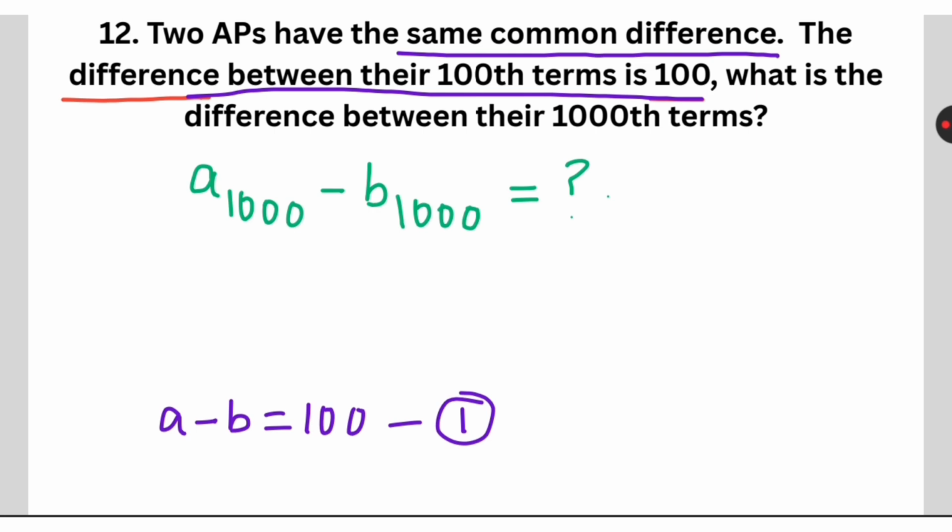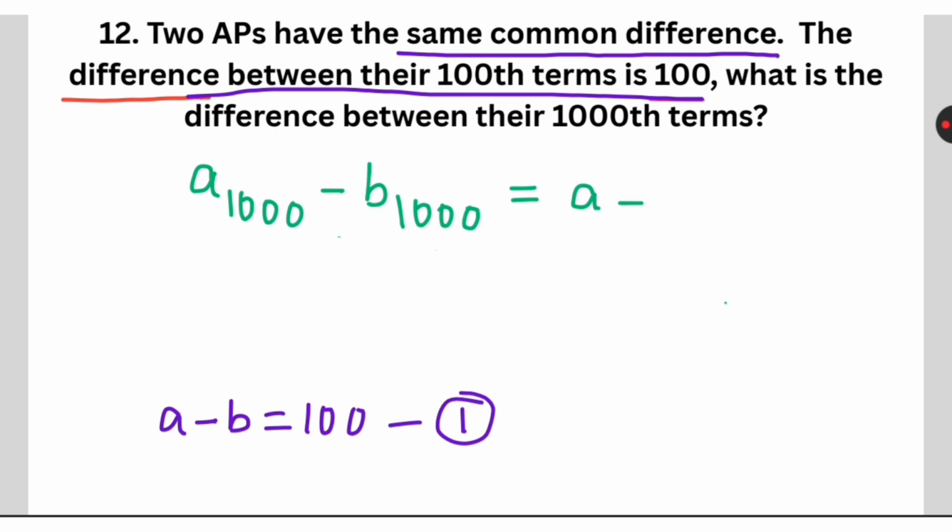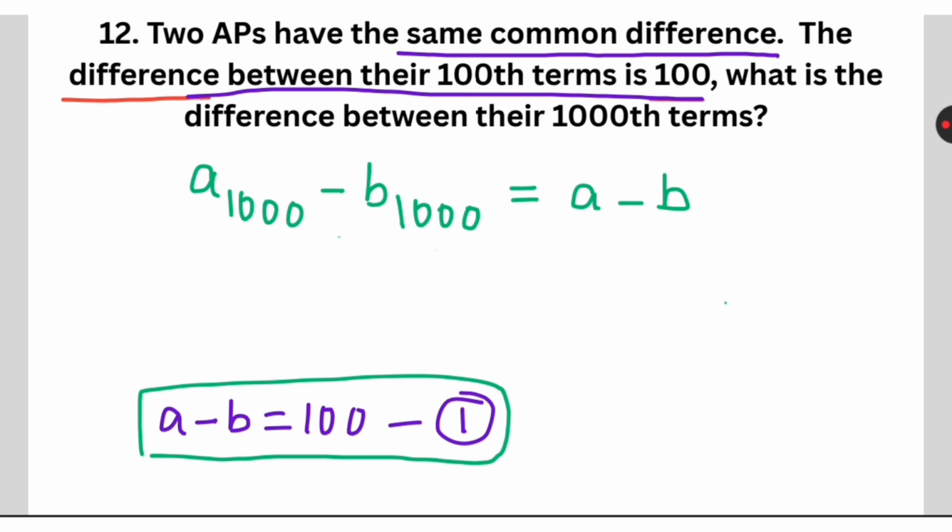A1000 is nothing but A plus 999D, minus B1000, which is nothing but B plus 999D. Here open the bracket, it becomes minus B and also minus 999D. So here plus 999D minus 999D gets cancelled. So we are left with only A minus B. A1000 minus B1000 is nothing but A minus B. So from equation 1, what we know is A minus B is 100. So instead of A minus B, we can write 100. That means the difference between their 1000th terms is also 100.